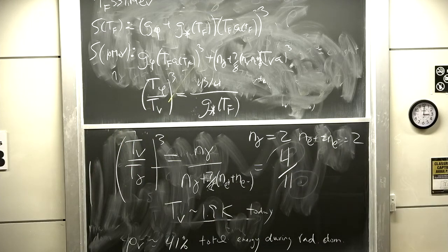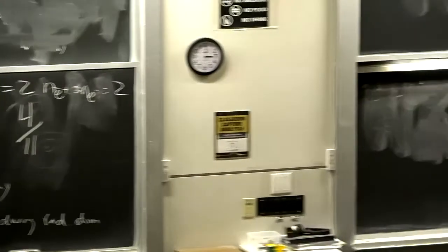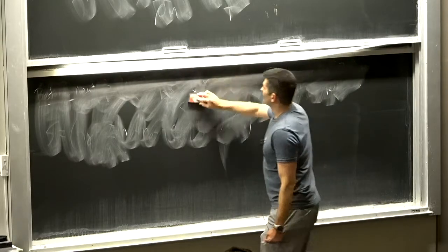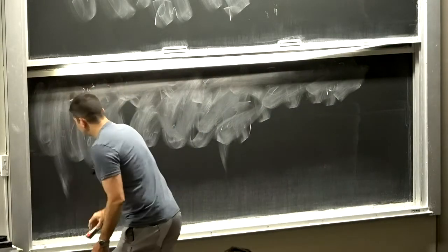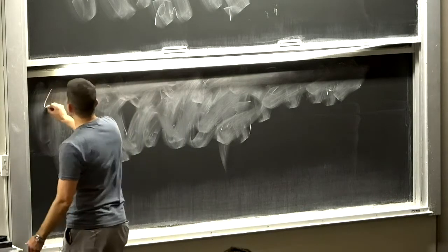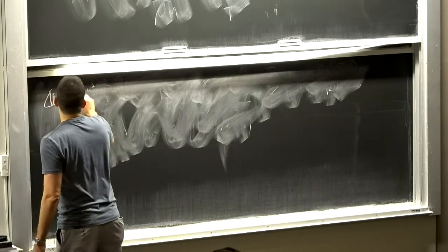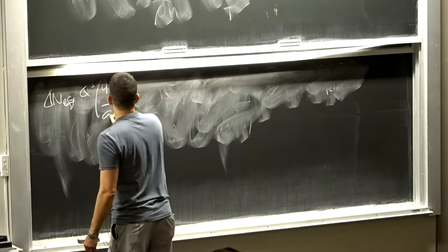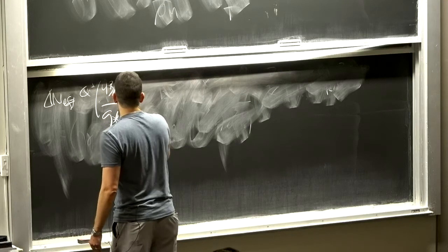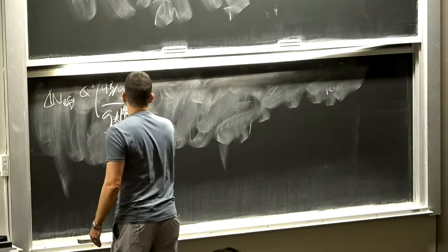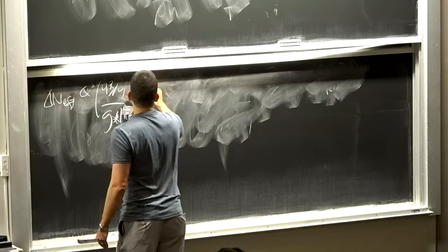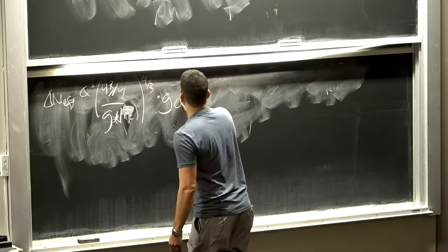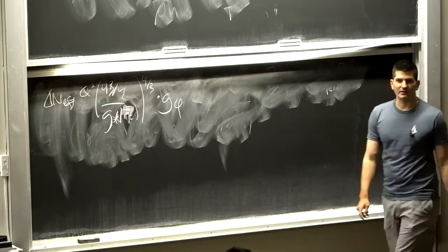So what we'll get is a correction to N effective that's proportional just to this combination, 43/4 divided by G star of F of TF to the 4/3 power, and then times the number of internal degrees of freedom of the phi sector. Okay?